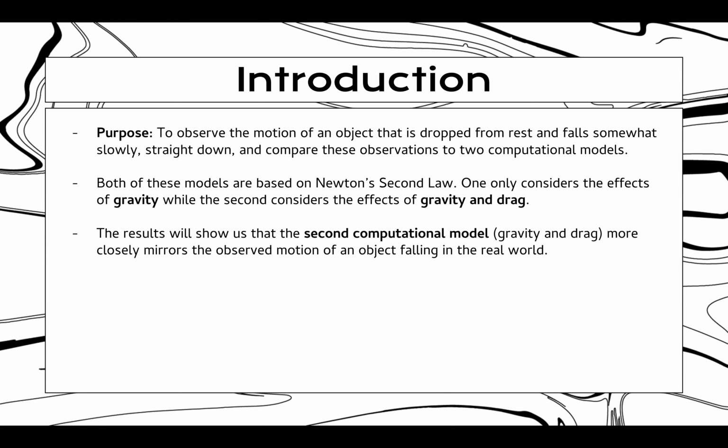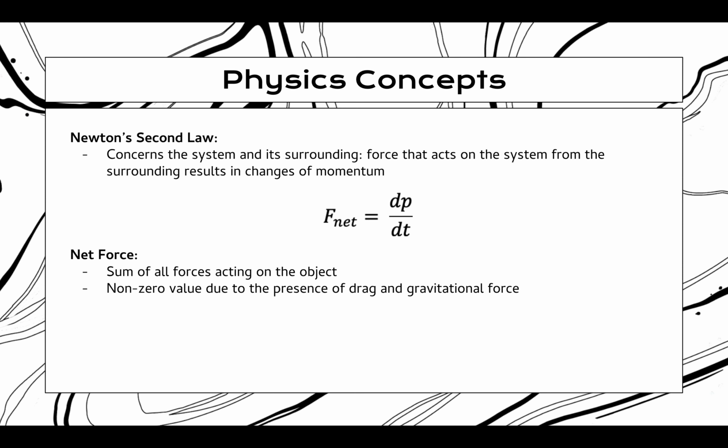One only considers the effects of gravity, while the second considers the effects of both gravity and drag. The results of this lab will show us that the second computational model more closely mirrors the observed motion of an object falling in the real world. I'm going to take a moment to briefly overview main physics concepts that are associated with this lab.